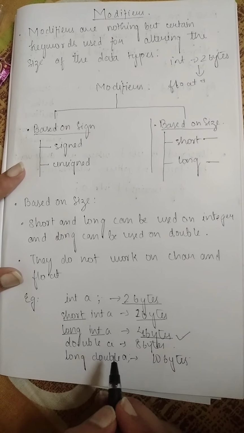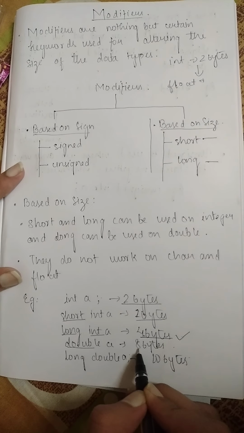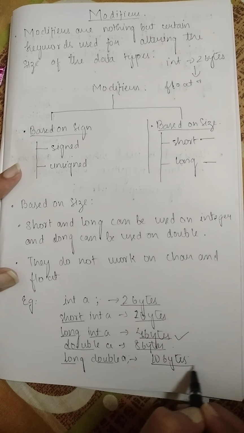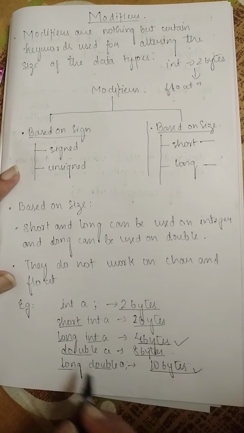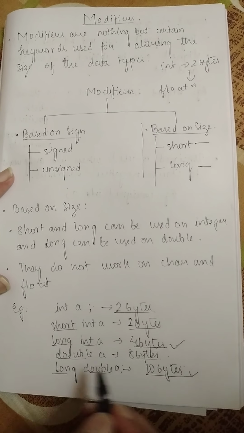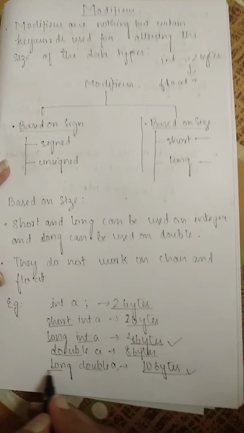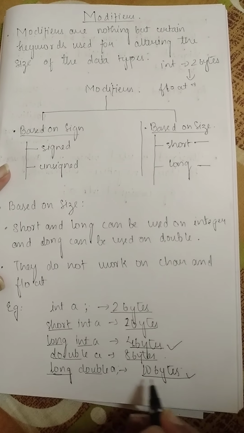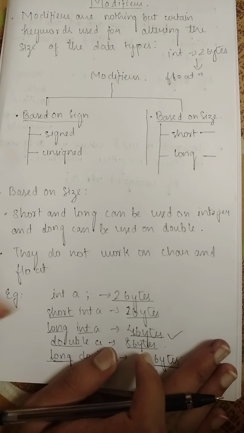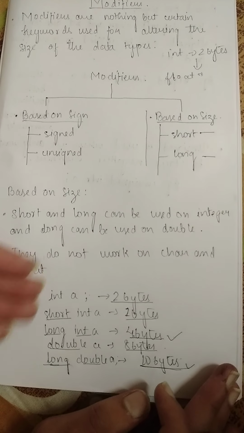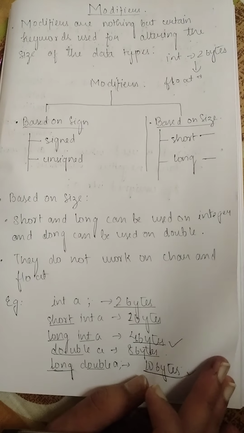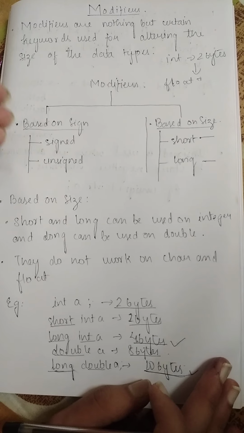Similarly, you see a double occupies 8 bytes, but as soon as I use long with double, it changes to 10 bytes. Here we cannot use short with double because double is already very large, so why should we make it short? Instead we are increasing the size, so we use long and make it 10 bytes. So we have short and long. Again, I'm telling that we can use them only for int and double, not for float and character data types. Next comes the classification based on sign, which is signed and unsigned.